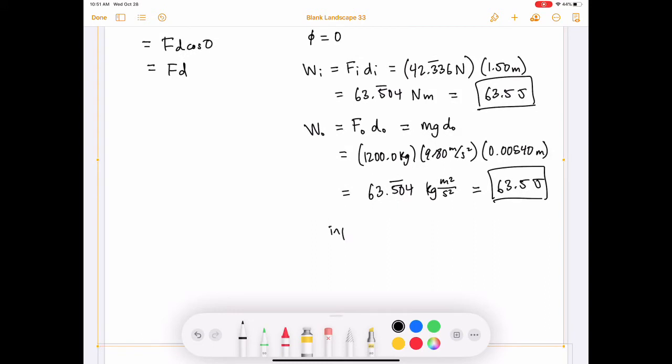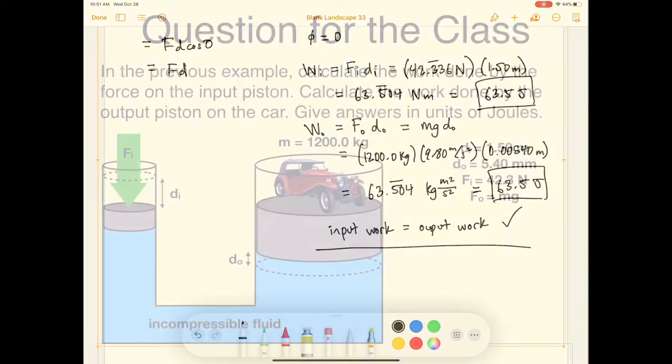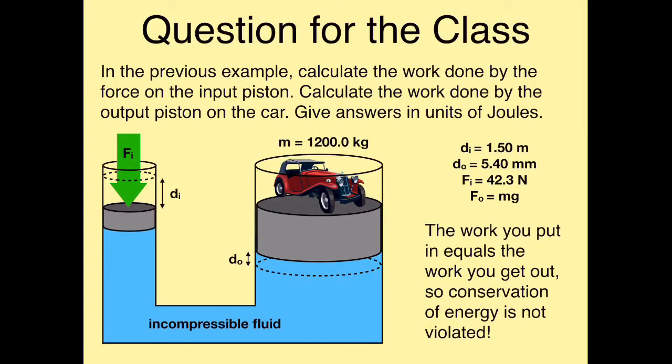The work you put in is equal to the work you get out. Okay, so even though we amplify the force, we're not actually violating conservation of energy or anything like that, because these two works are the same. And so the takeaway point of this follow-up question is that the work you put in equals the work you get out, so the hydraulic lever doesn't violate conservation of energy in any way.